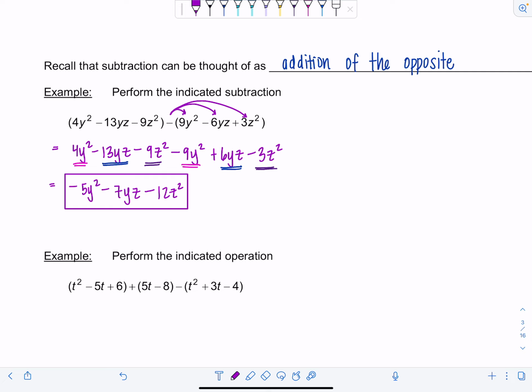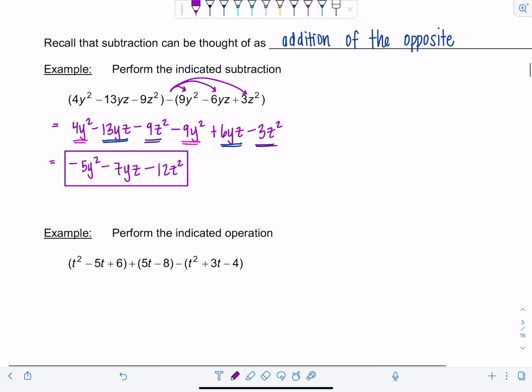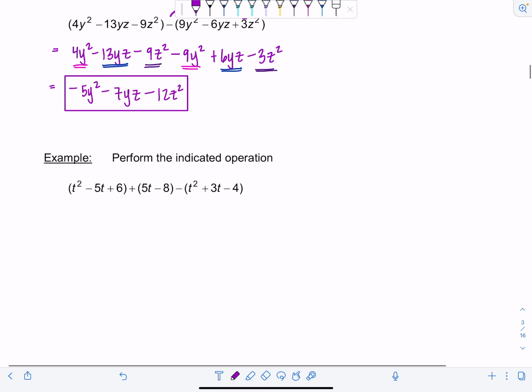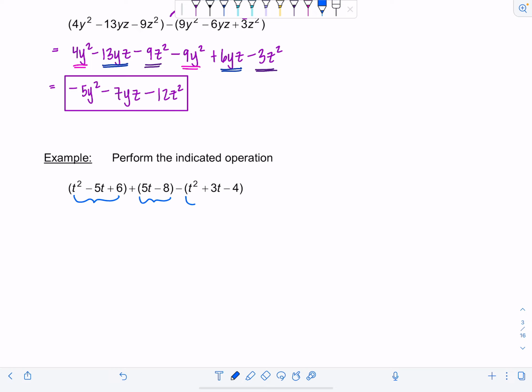Okay, lovely. One more example here with subtraction. So why don't you guys pause the video, give it a go on your own. Notice we've got 3 polynomials here. Oh my goodness, we're getting fancy. 3 polynomials, 1, 2, 3. We're adding the first 2, subtracting the last one. Pause it, work on it on your own, and then watch the solution after.